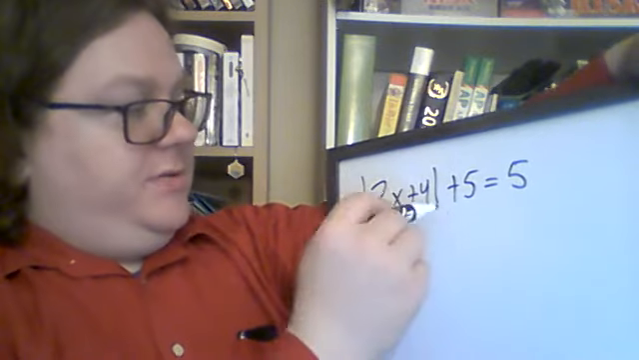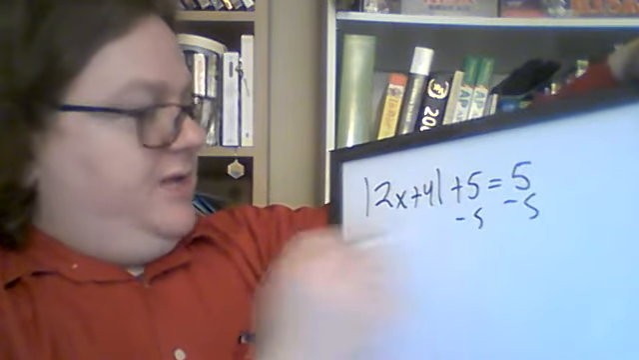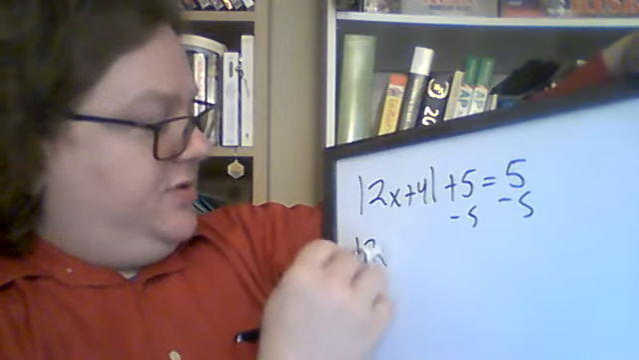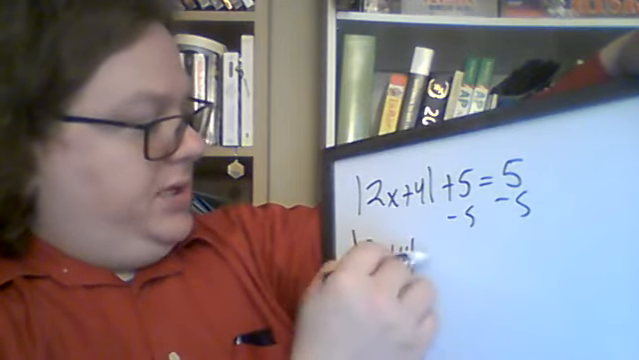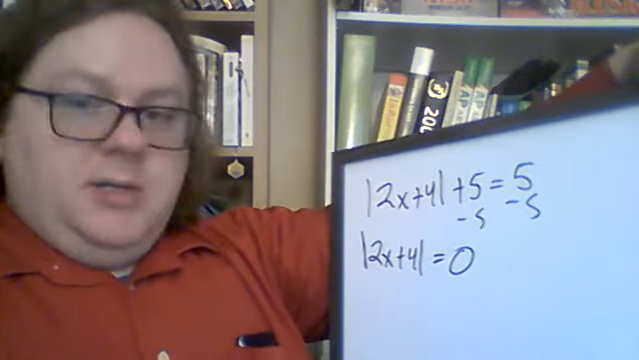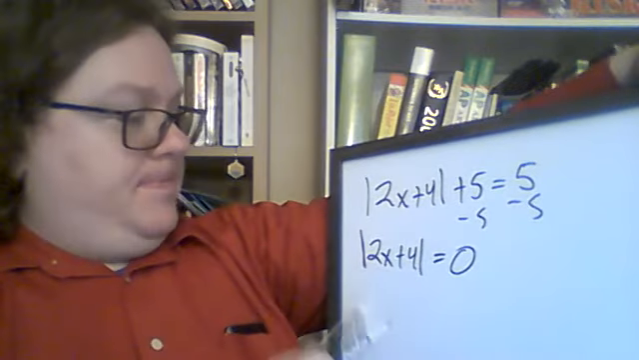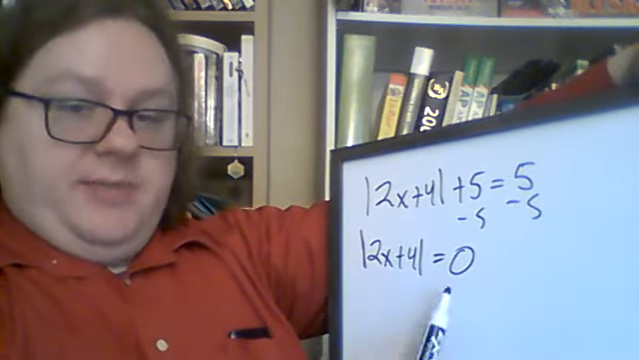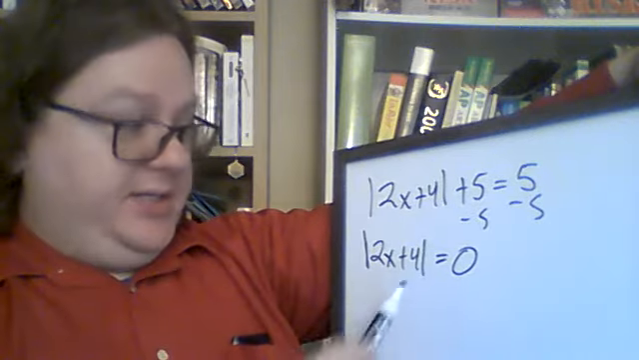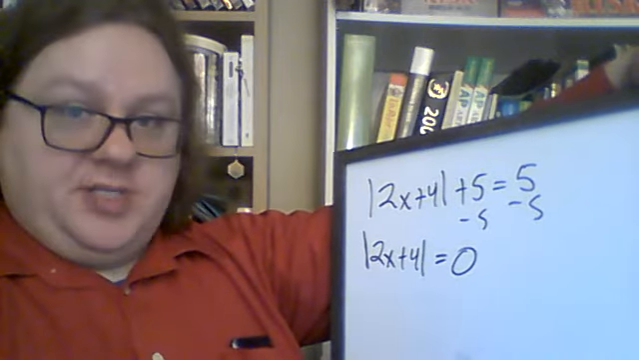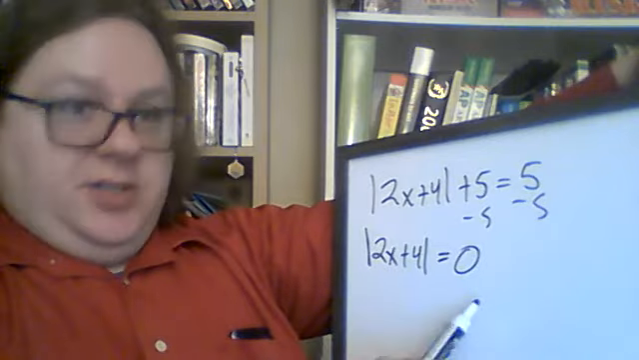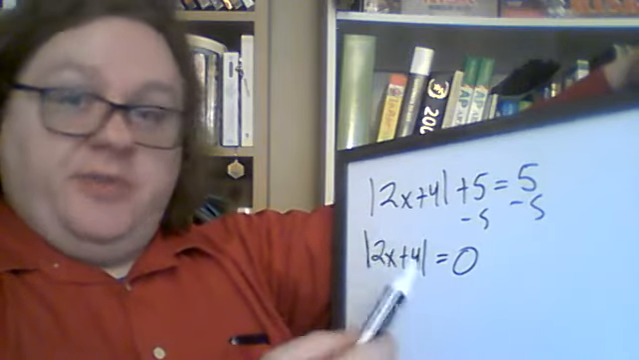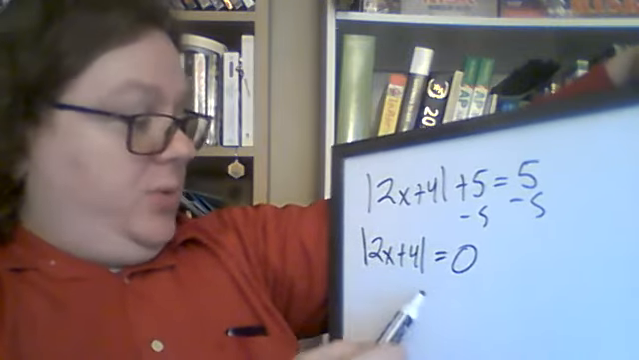Okay, so if we subtract the 5 from both sides, we get the absolute value of 2x plus 4 equals 0. Now, when there's a 0, that means there's only one solution, because you can't do a negative 0. There is no such thing as negative 0. So there's only one solution to this. Instead of the 2 that we've been doing, there's only one.